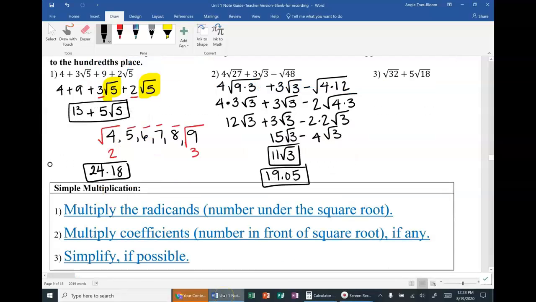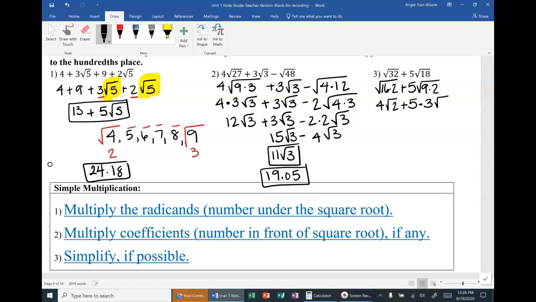So example 3 says radical 32 plus 5 radical 18. 32, we can simplify that down to 16 times 2. Then 5 square root 18. 18 is 9 times 2. Square root 16 will give me a 4. So 4 square root of 2 plus 5 times square root of 9 is really 3. So 3 square root of 2. So 4 square root of 2 plus 15 square root of 2.